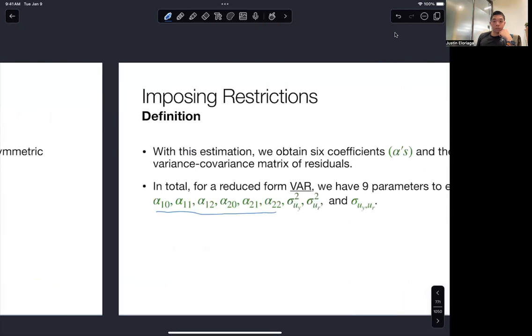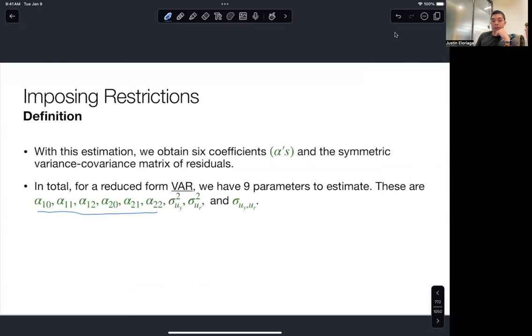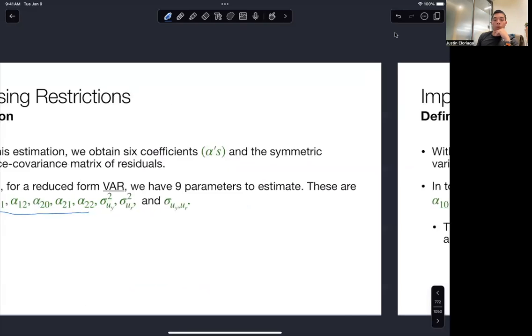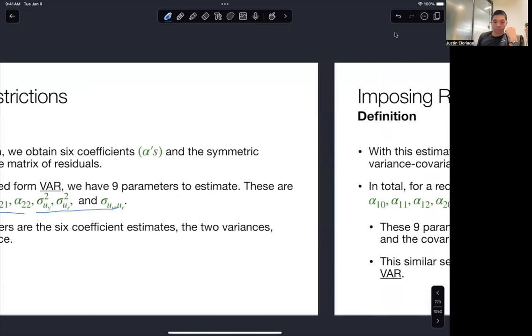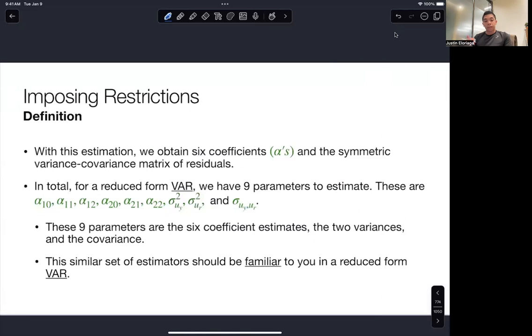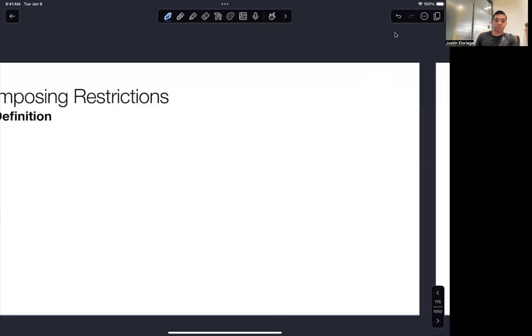6 coefficients, and then you have the variance of the residuals, which you can get, and the covariance. So these are 9 parameters: the 6 coefficient estimates, the 2 variances and the covariance. Now, this set of estimators should be familiar to you in a reduced form VAR.